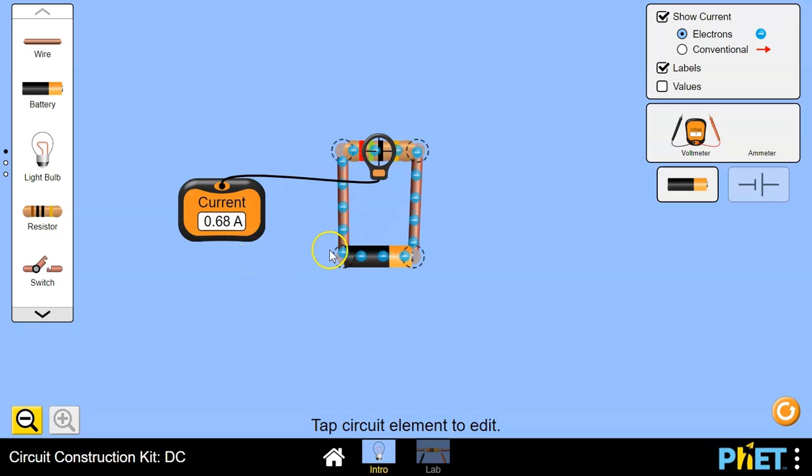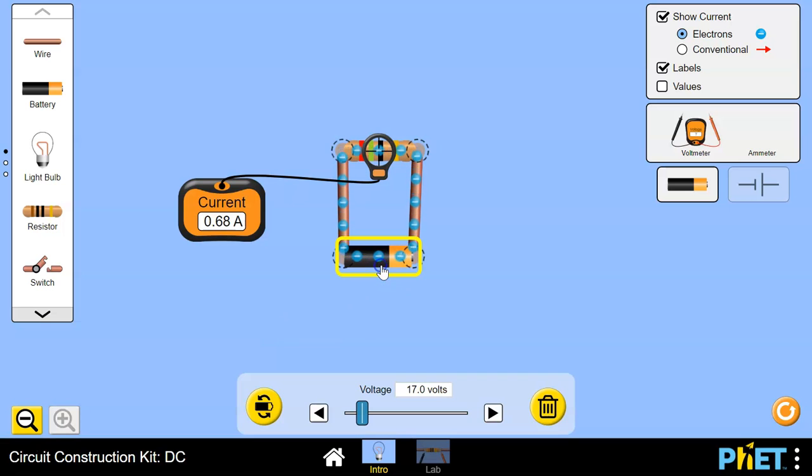So right now it's reading out a current of 0.68 amps. If we click here, we have our voltage. So if you notice, as we adjust our voltage, our current adjusts as well.